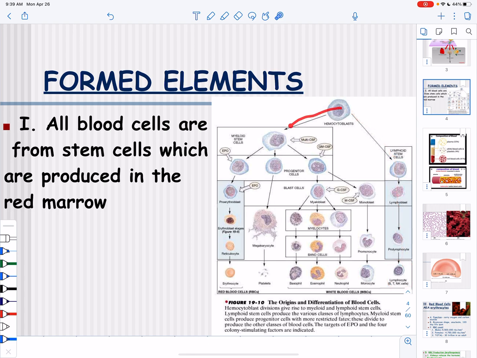So if it goes this direction, only lymphocytes are the outcome. But if it goes this direction, it can go a number of different ways. Here, it comes down here and can make platelets, or it comes down this side and becomes a red blood cell, or it can shoot off in this direction and then become one of these 4 white blood cells. So we're going to focus first on the erythrocytes.